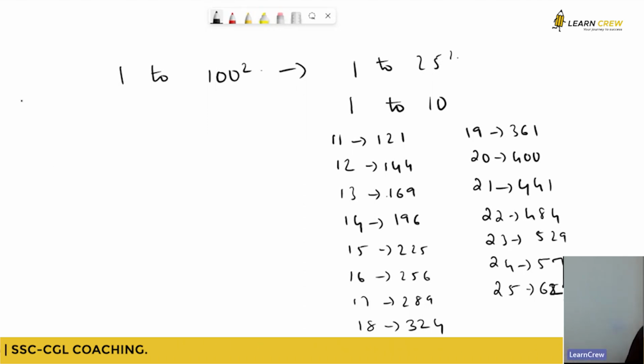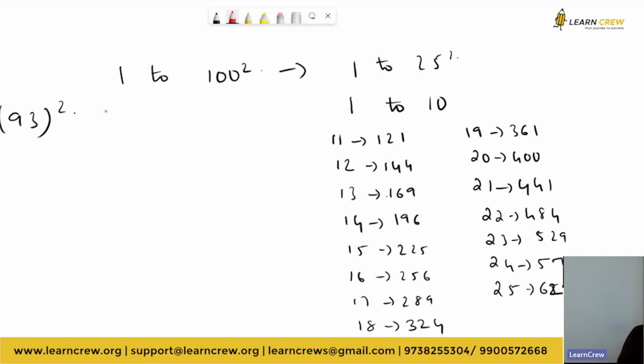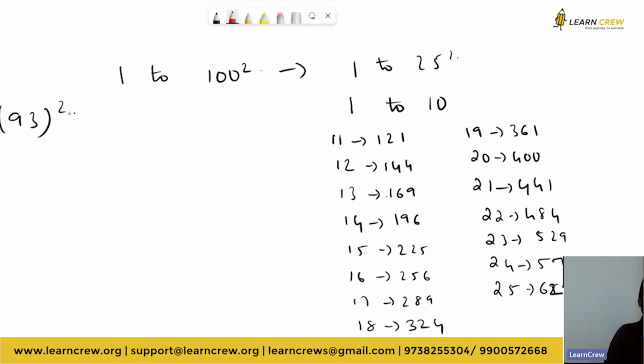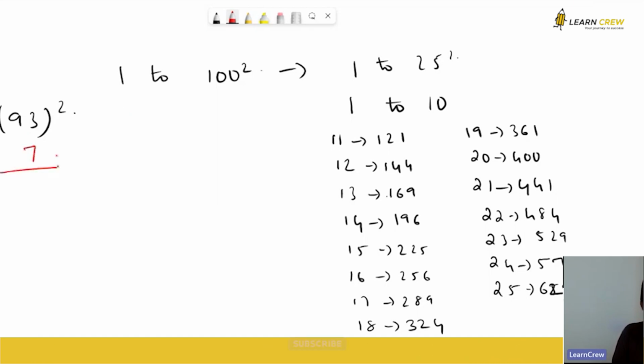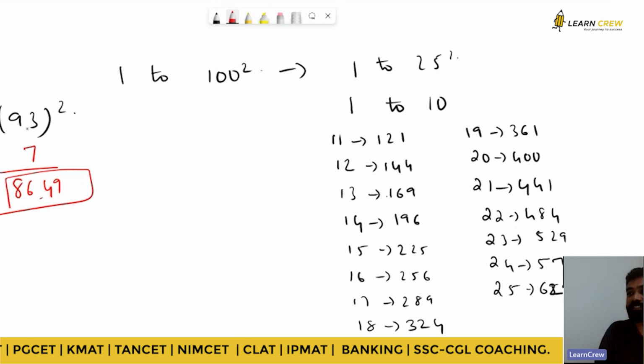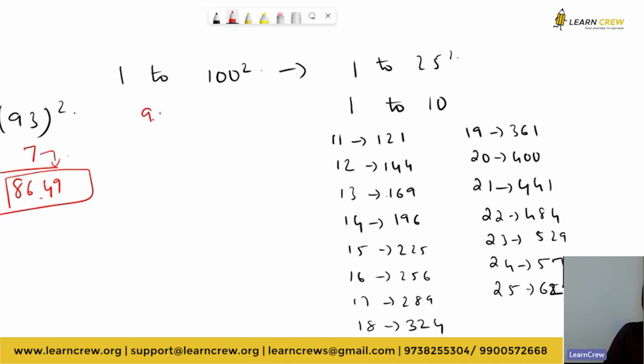How to find it out? If I'm giving something like 93 square, how will you do it? Or what's the answer for 93 square? For those who know the trick, whatever I said, okay, no issue. For others, see, I said you should be aware from 1 to 100 squares, and this is 93 square, you don't know it. So how much is it lesser than 100? 7. What is 93 minus 7? 86. What is 7 square? 49. So it becomes 8649.